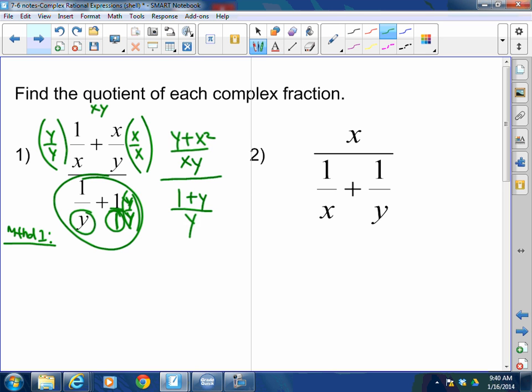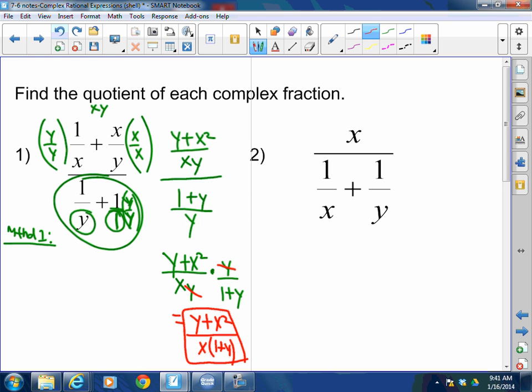Okay, now, last step. Stay, change, flip. Stay. We're going to divide. Change. Flip. Simplify. This y goes bye-bye with that y. Can I take these two y's away? No. You cannot take individual pieces of polynomials away. So my answer is going to be y plus x squared over x times 1 plus y. Does that make sense? Or I should have done that in green. Sorry. Does that make sense to everybody? Yes, sir.